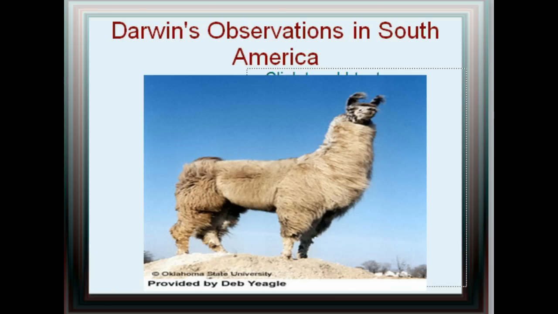Now, Darwin made 3 important observations in his research in South America, and you need to get these in your notes. First, that species in South America were related yet distinctly different from European species. Write that down.